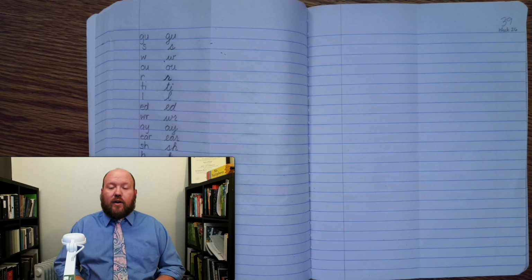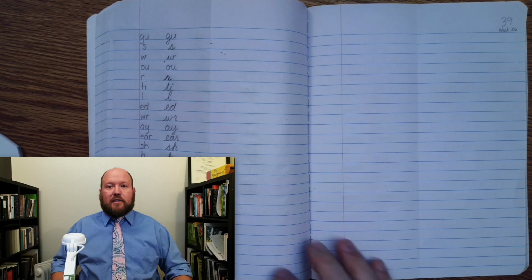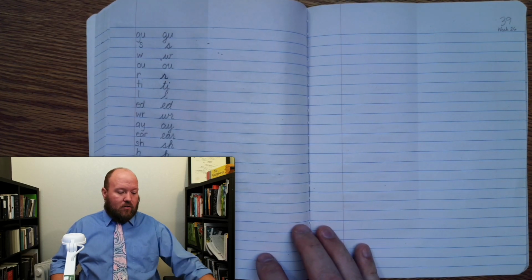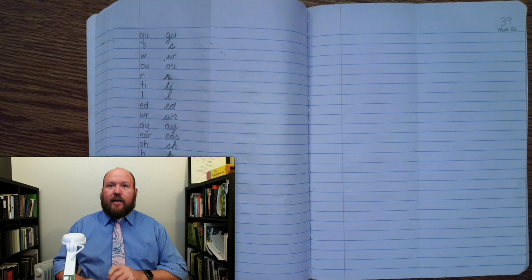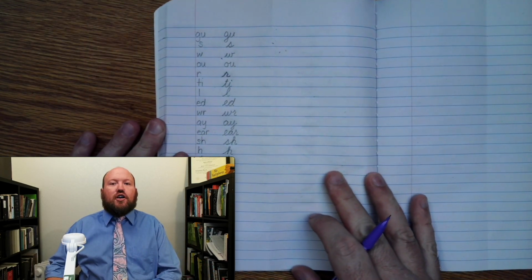If you get it wrong, that's okay. Just put a line through it and then write the correct answer beside it so you'll know which ones you need to spend extra time studying. All right, here we go. The first one is ch, k, sh.